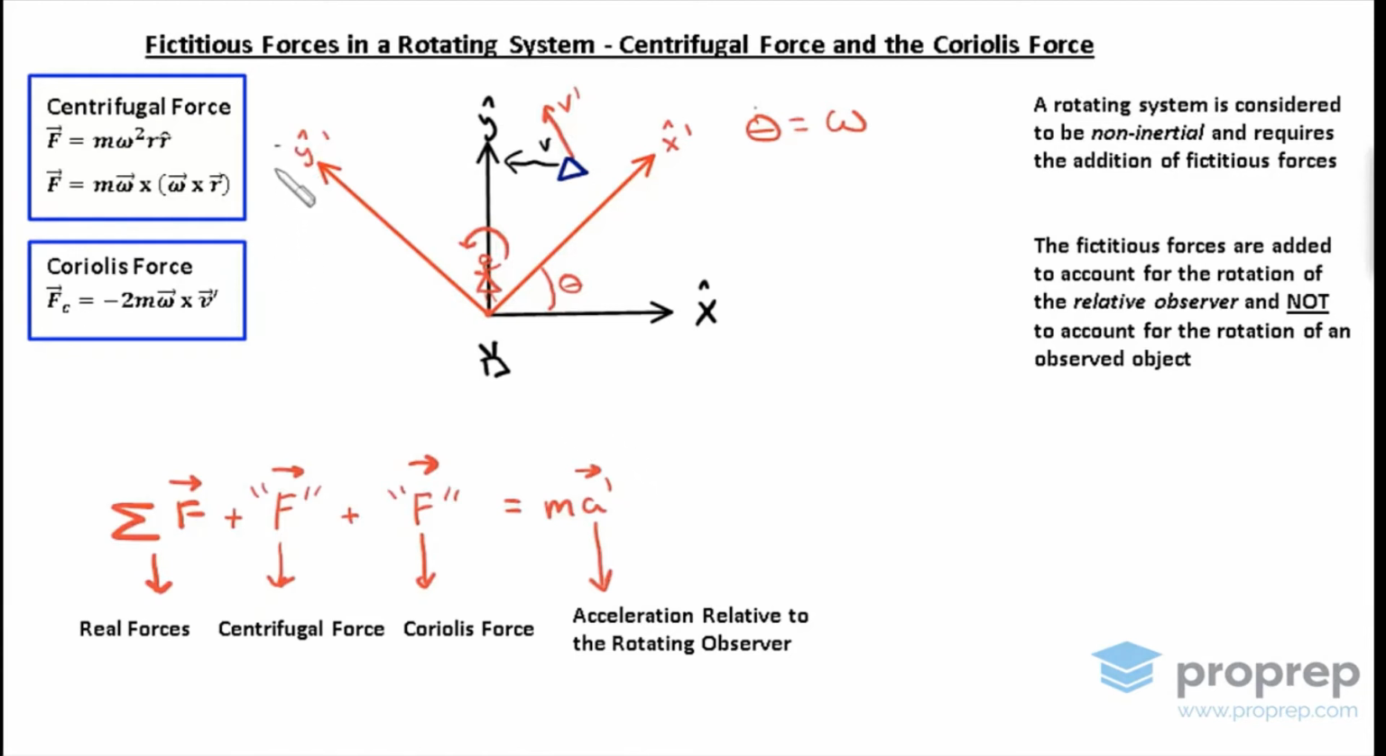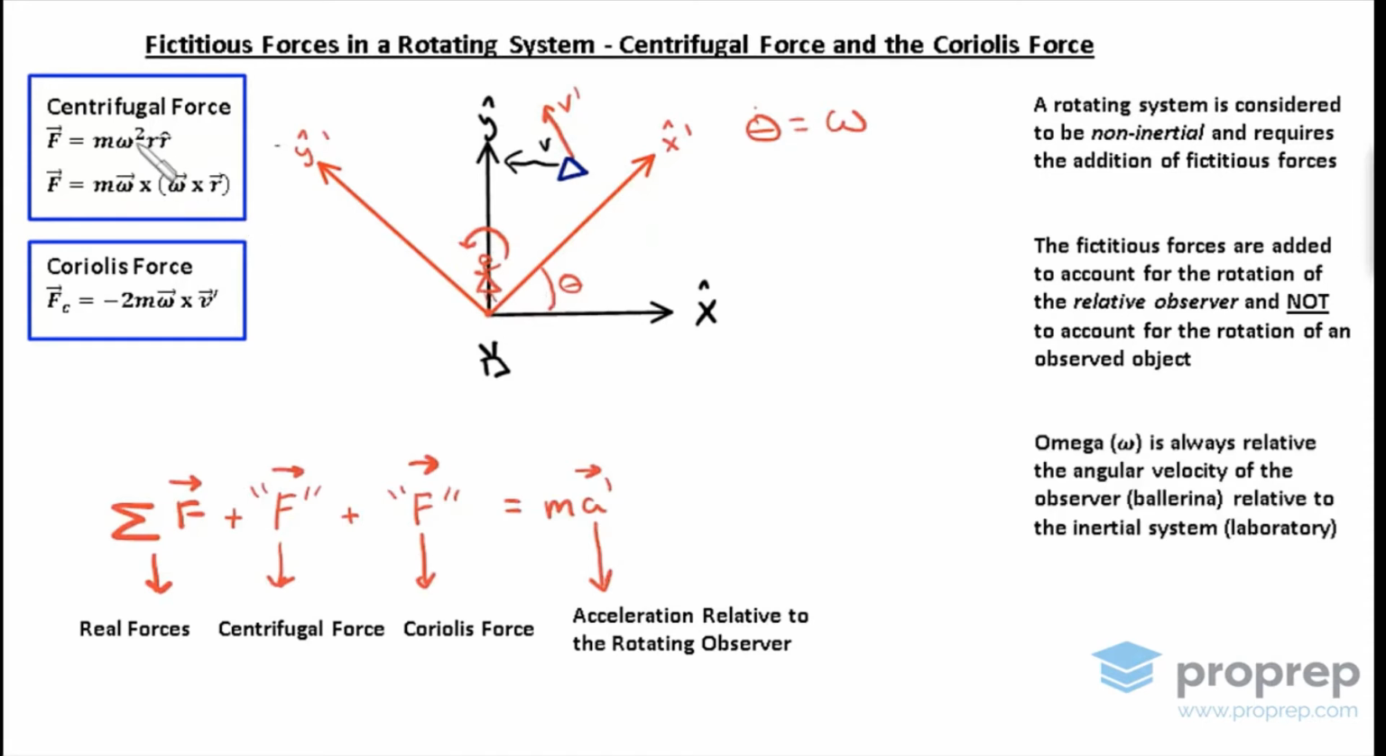One note to make is that the centrifugal force and the Coriolis force have no relationship between each other. They're two separate forces with separate equations and no relationship one to the other. So starting with the centrifugal force, the F vector equals m omega squared r hat. The first thing to note is that this omega, the angular velocity, is the angular velocity of our ballerina, of our observer, relative to the laboratory. Just to reiterate, omega is the angular velocity of the observer, the ballerina, relative to the inertial system, the laboratory.